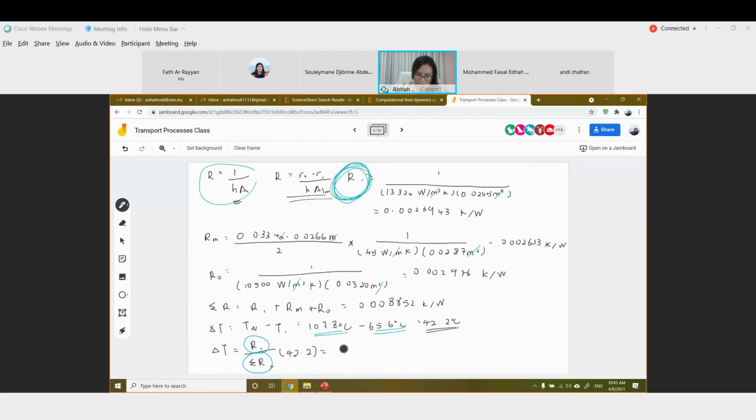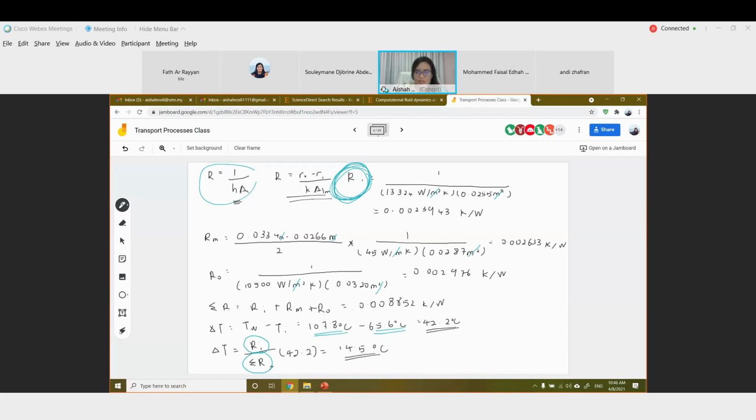The difference is 14.5 degrees Celsius. So the difference between the temperature of the water coming in and the water going out is 14.5 degrees Celsius. If you read the question carefully, you will find that the water is being heated by the steam. That means the outlet temperature of the water is higher than the temperature of the water coming in.